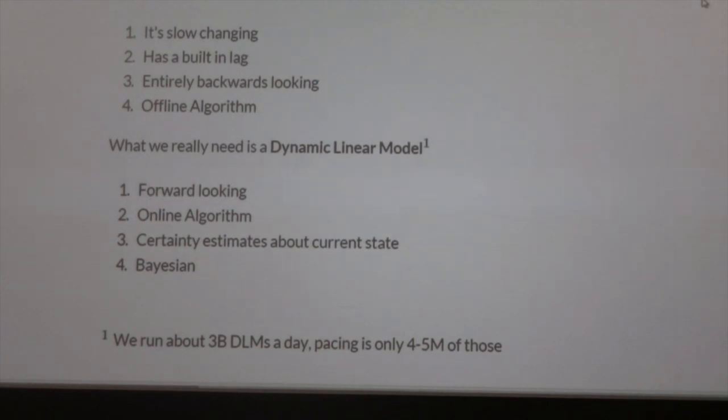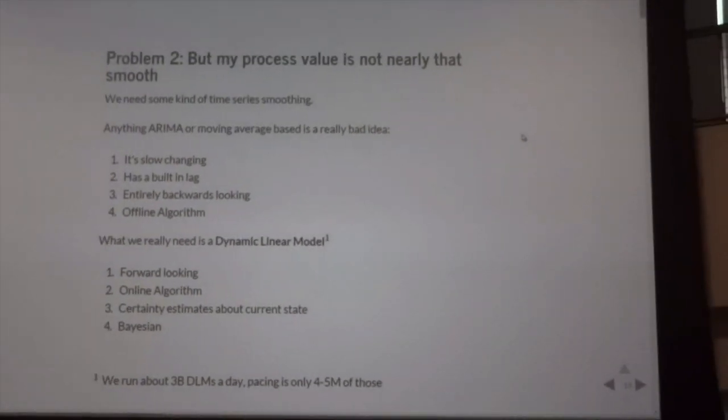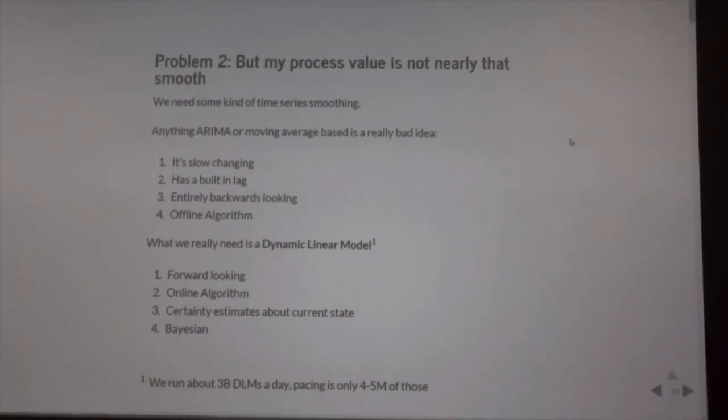And as a footnote about that, we found this incredibly useful since all of our data is streaming and all of it is over time. I did a back of the envelope, so it's not an accurate number, that we run about 3 billion DLMs a day at max point across our system, of which these pacing ones probably only account for 4 to 5 million. So we would update these at least once a minute for every campaign that we're running in the company.